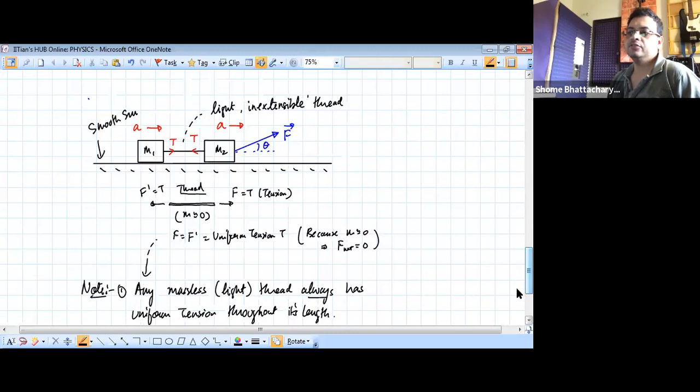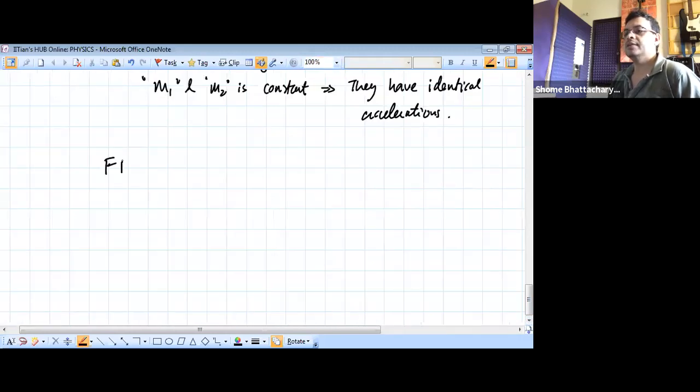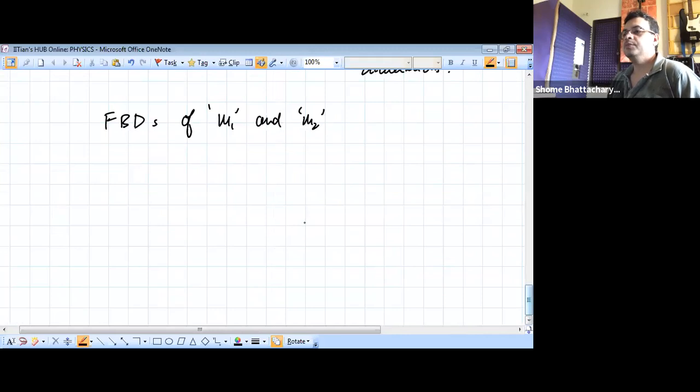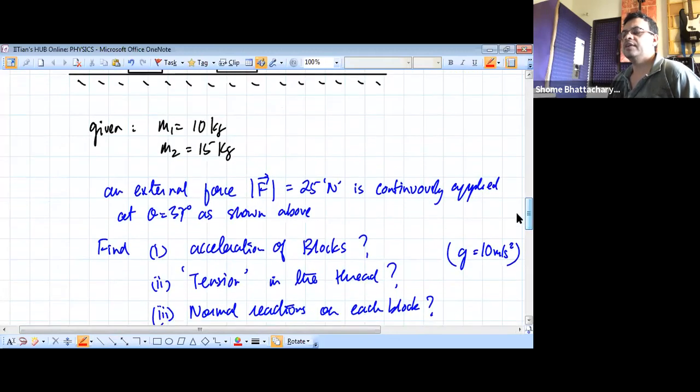Now, having done that, we will now make the free body diagrams. Okay, so next step will be that we look at the free body diagrams of M1 and M2. So let's start with the free body diagram of M2. So M2, if you compare with the diagram above, what all forces are acting? There was an external force. It was acting like this. I think the force was, how much in magnitude are we taking the force? 25 newtons.